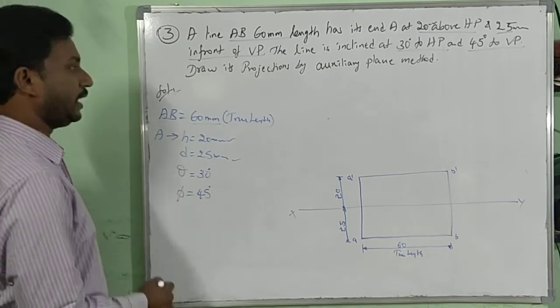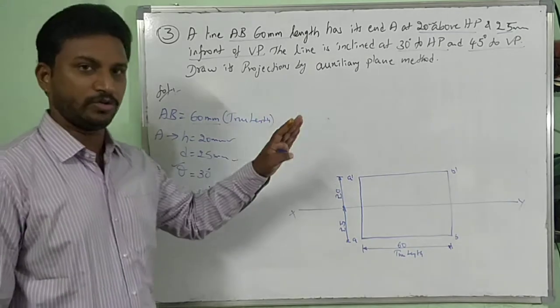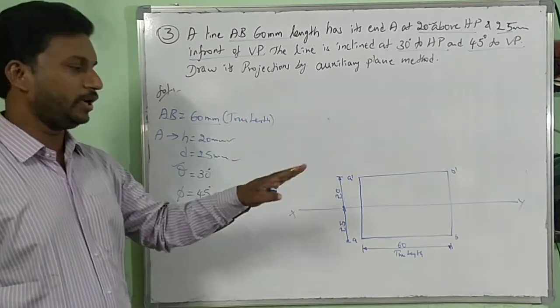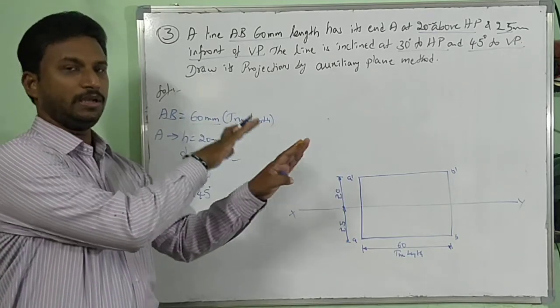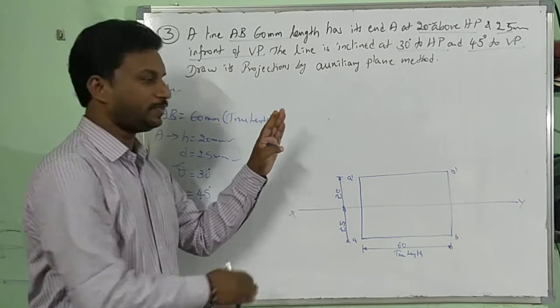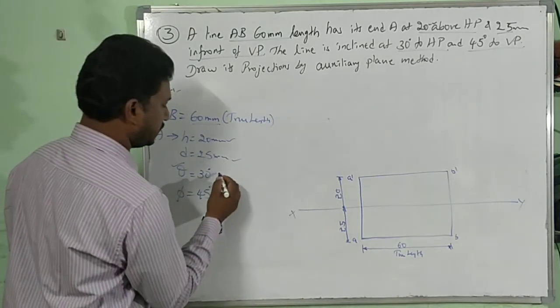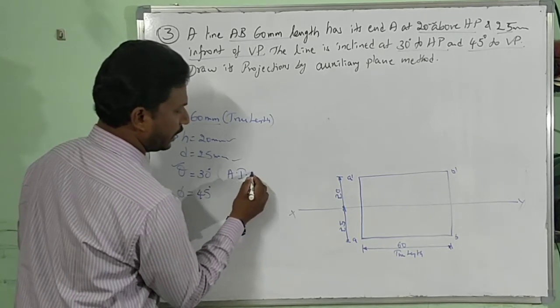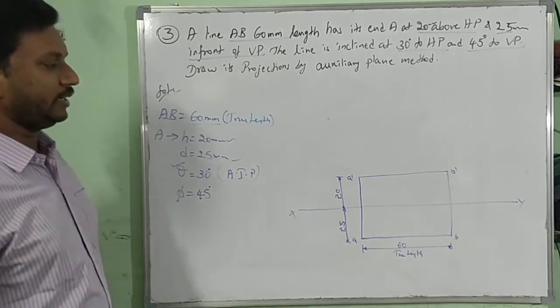First we have to take the help of theta equal to 30 degrees. Line inclined to HP, right? Line inclined to HP means we have to assume a plane parallel to this, right? An auxiliary plane inclined to HP, perpendicular to VP. It is nothing but the auxiliary inclined plane. We have to take the help of the auxiliary inclined plane at an angle of 30 degrees.